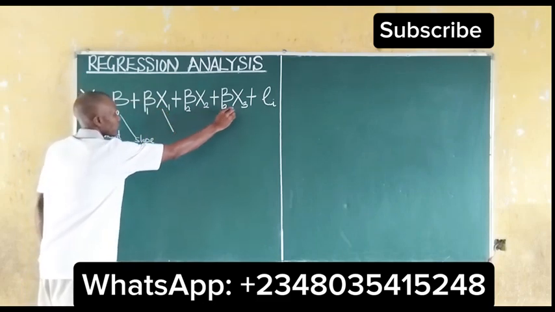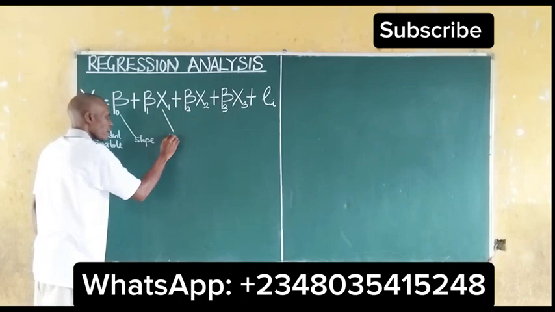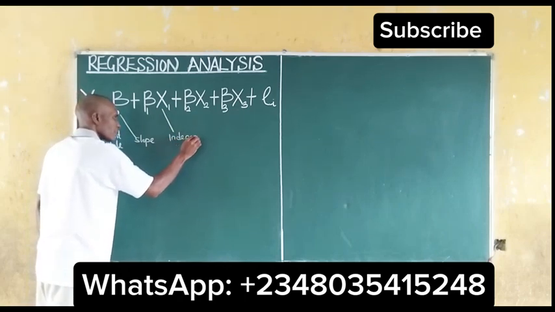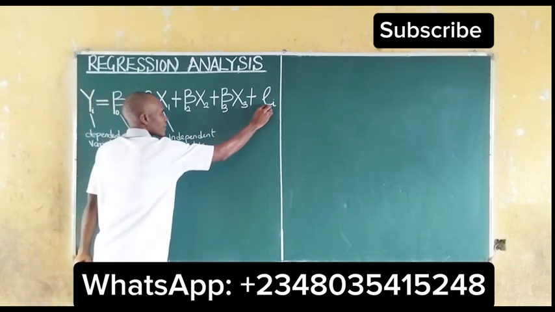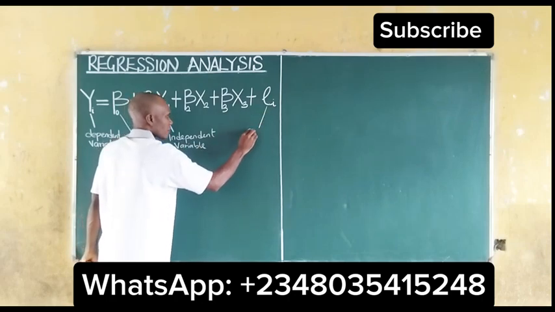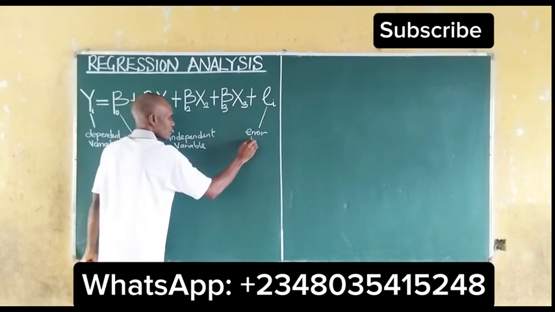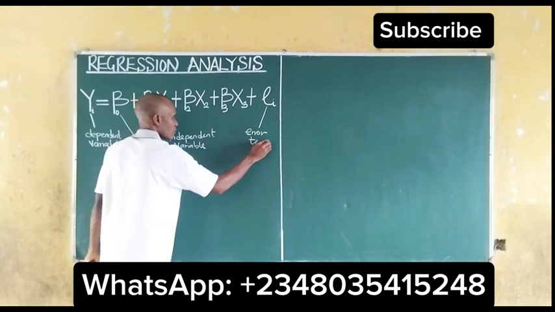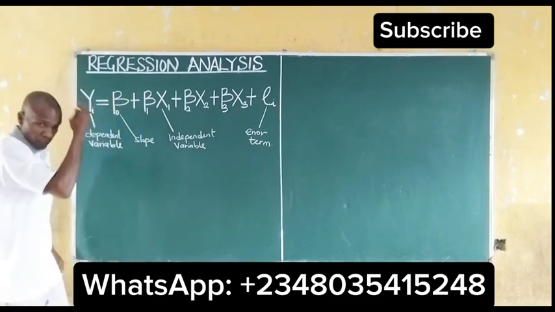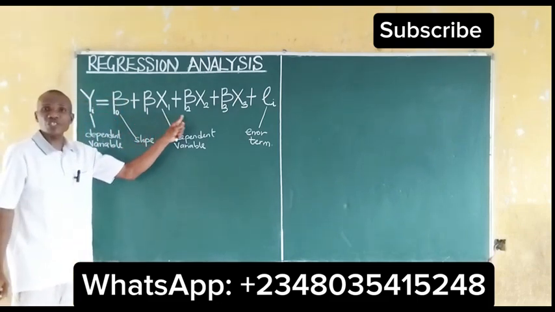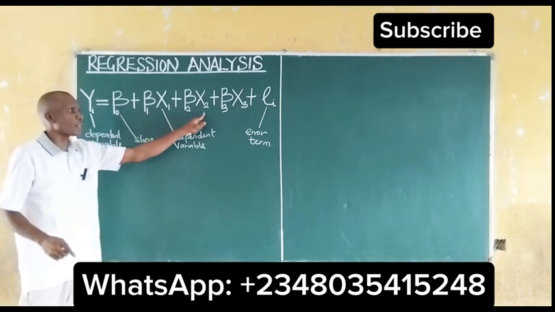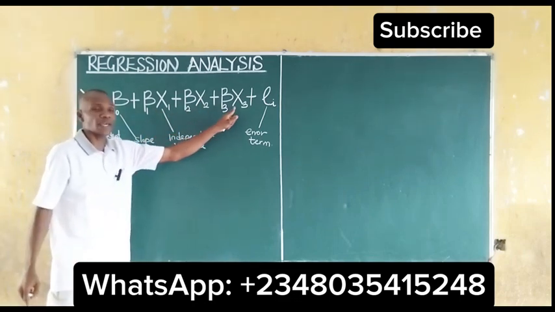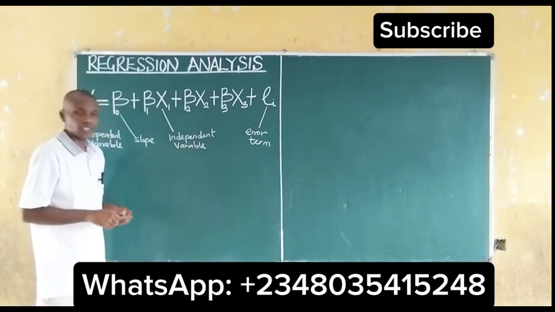X1, X2, and X3 are our independent variables, while E is the error term. So, if we are given this regression equation, how do we compute a regression equation that carries three independent variables? That means x1, x2, and x3. So that is what we'll discuss in this video.